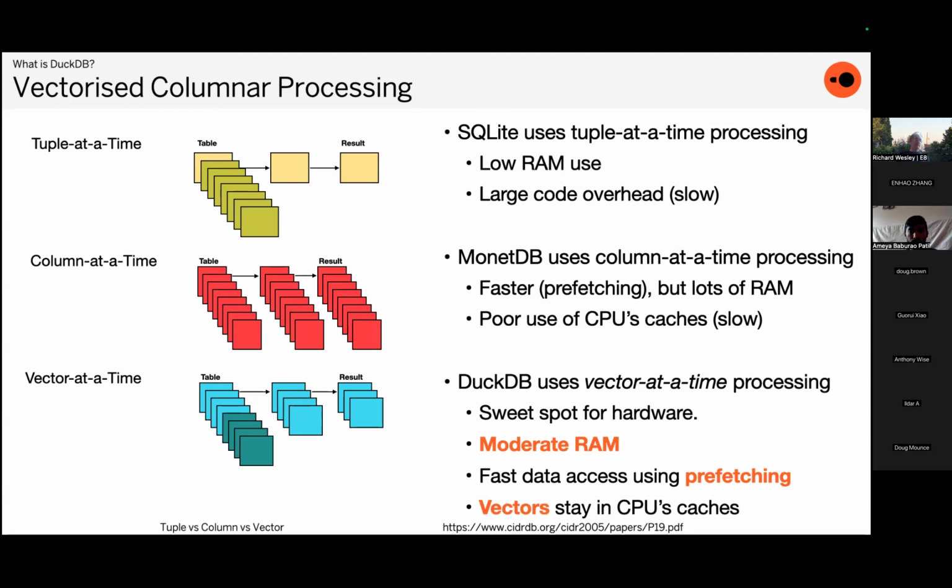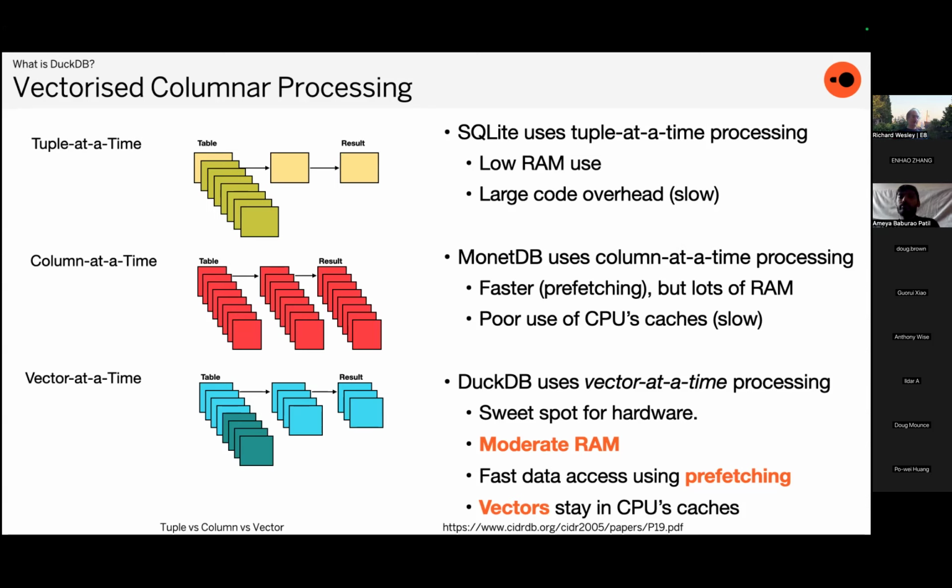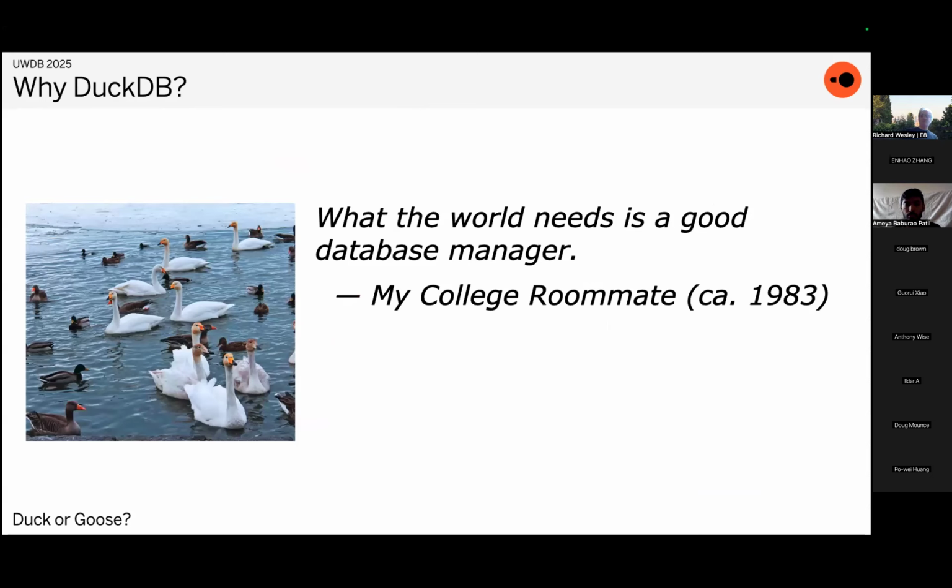DuckDB uses something called vector at a time processing, which is a sweet spot for hardware. Because you deal with about, in our case, 2K rows at a time. That all stays in the cache. You get everything done, and then you move on to the next one. You still get a lot of prefetching, but you don't have to worry about stuff winding up on disk and then you need it again. So that's basically what is DuckDB.